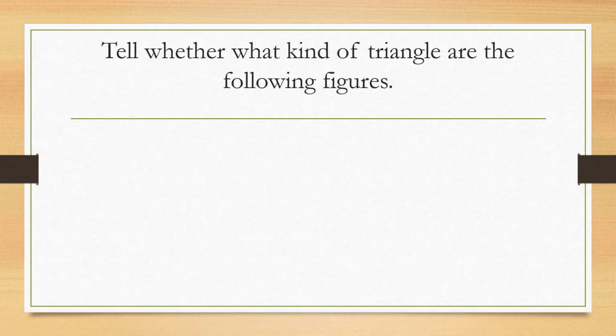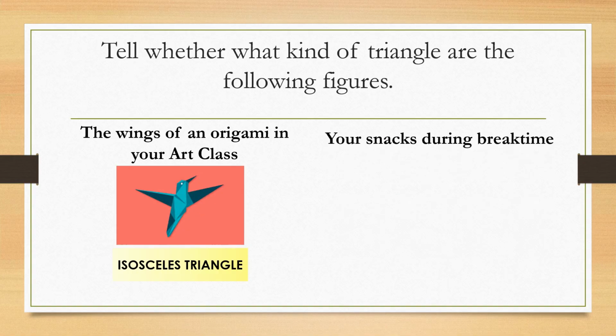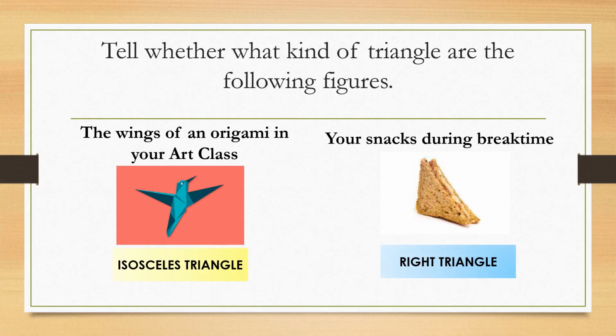To begin with, let's have first this short activity. Tell whether what kind of triangle are the following figures. The first one, the wings of an origami in your art class. Very good. It is an isosceles triangle. How about this? Your snacks during break time. Good job! It is a right triangle.